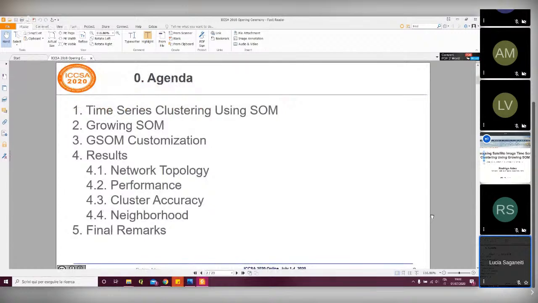Okay, this is a quick agenda. I will start with an introduction about time series clustering using the regular SOMs. And after that, present you the growing SOM, an alternative to the traditional SOM. The customizations made on the growing SOM to fit the satellite image time series clustering, the results that we got with this work, and the final remarks.